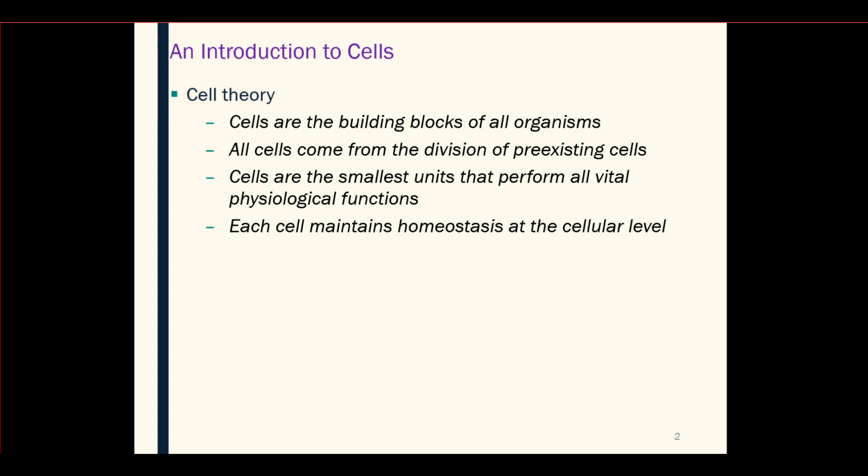A little bit about the cell theory. Cells are the building blocks of all organisms, whether we're humans or animals or plants. All organisms have cells as their main building blocks. Now, where do these cells come from? We have a bunch of these cells. Where did they come from? We originally started out as one cell.